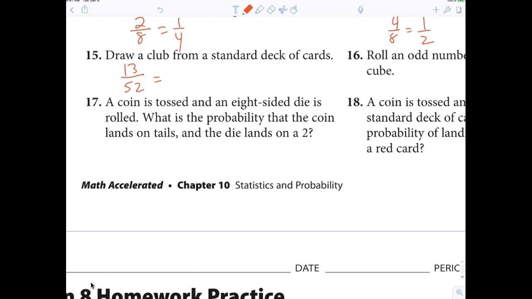Now, some people thought this was hard, but really, how many suits are there? There's 4 suits, and how many of them are clubs? 1. So the correct answer really could have been much easier if you'd have just said there's 1 out of 4. But what does 13 out of 52 reduce to? 1 out of 4. All right, we have a great question coming up.